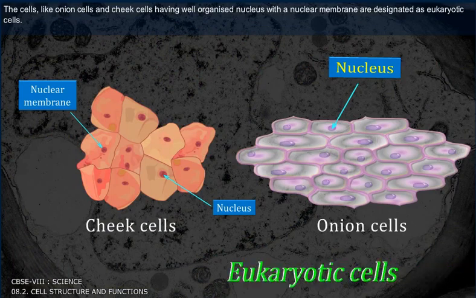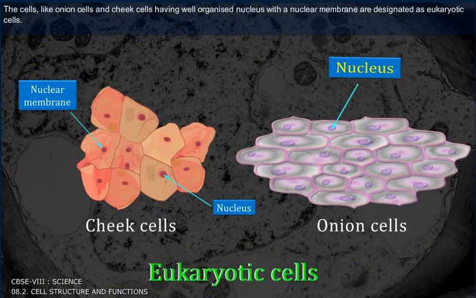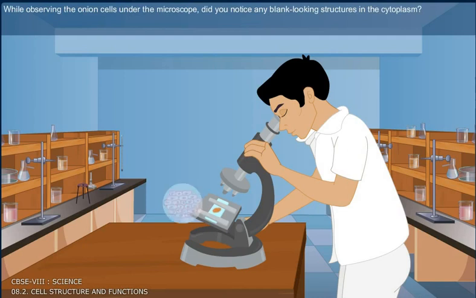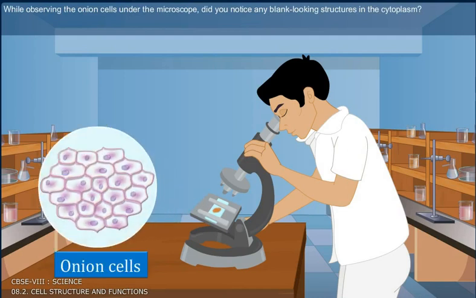The cells, like the onion cells and the cheek cells, having a well-organized nucleus with a nuclear membrane are designated as eukaryotic cells. All organisms other than bacteria and blue-green algae are called eukaryotes. Eu, true; karyon, nucleus.